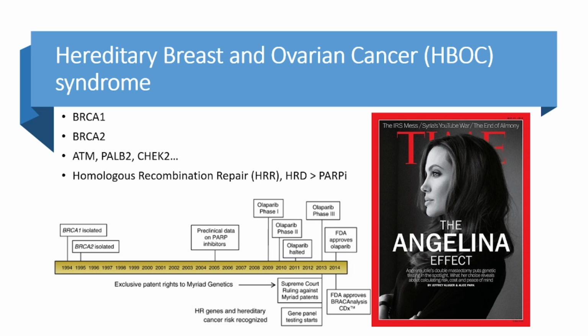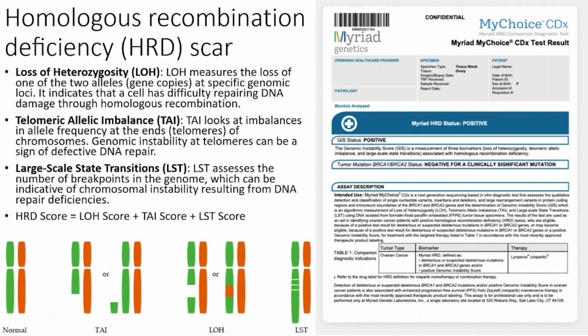This is the logic. We don't target BRCA or ATM or genes playing a role in homologous recombination directly with PARP inhibitors. We target alternative repair pathways. Okay? Let's continue.